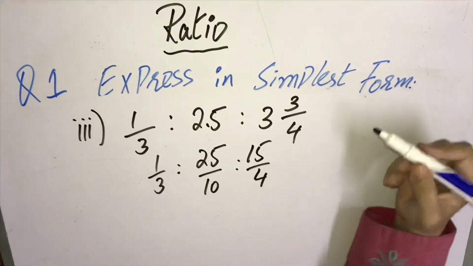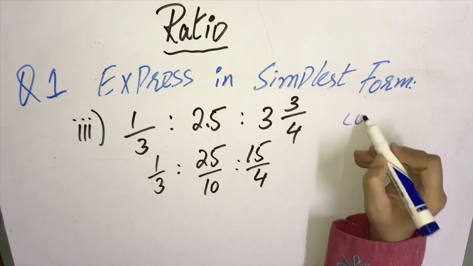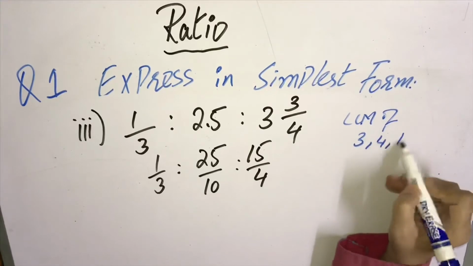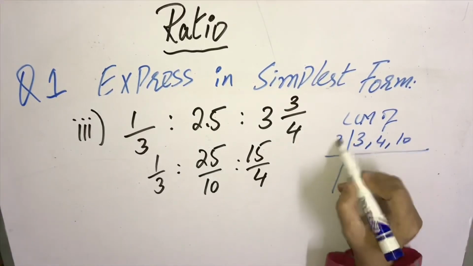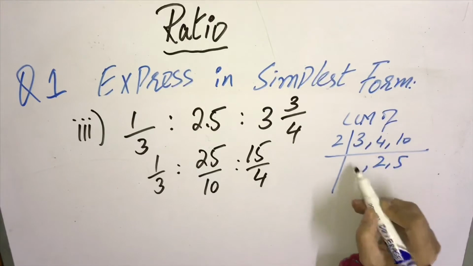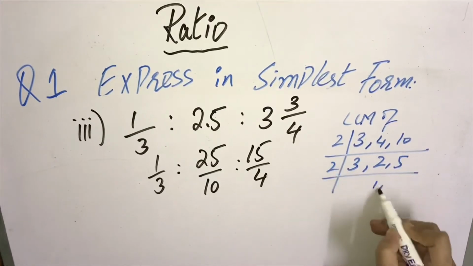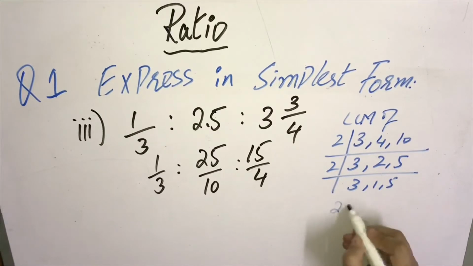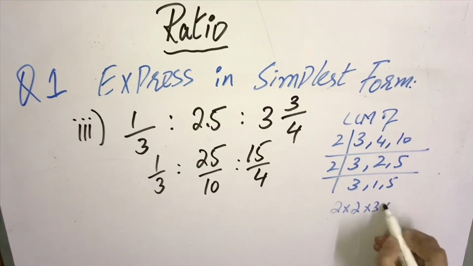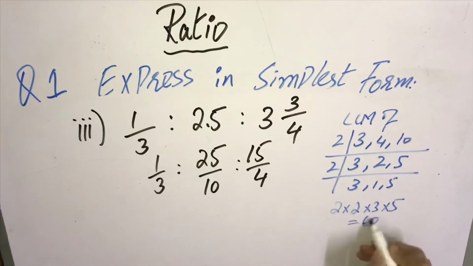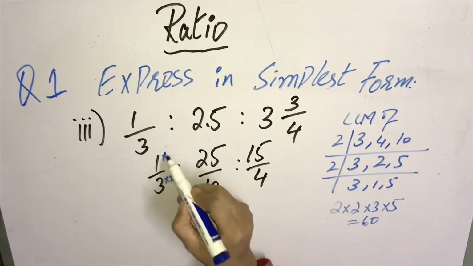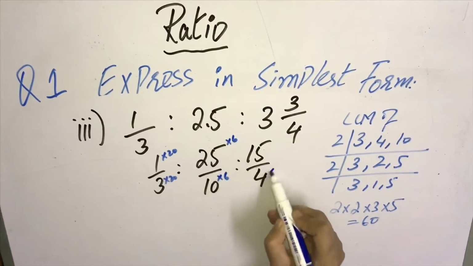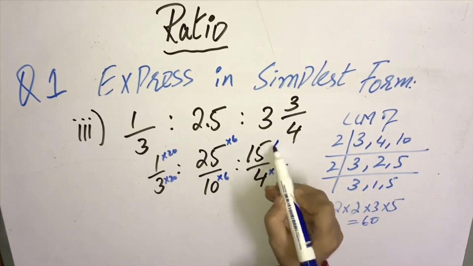We shall make the denominators the same. The LCM of 3, 4 and 10 will be, since 3 and 5 are prime numbers, 2 cross 2 cross 3 cross 5, which is 60. 3 multiply 20, this is also the same. 10 multiply 6 and 4 multiply 15.